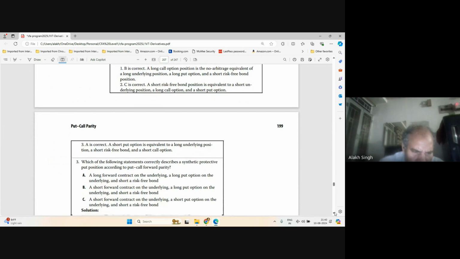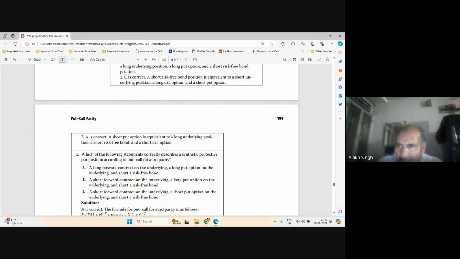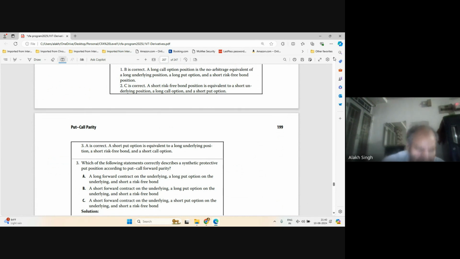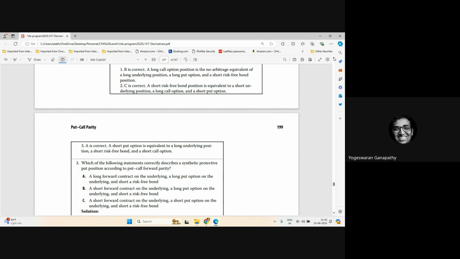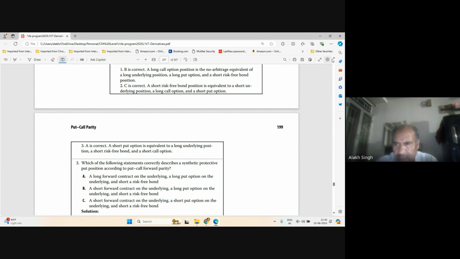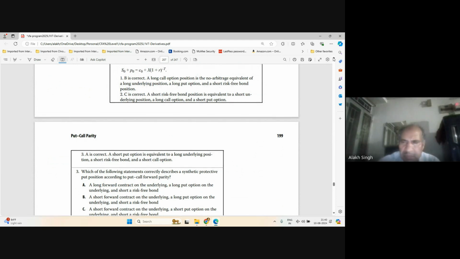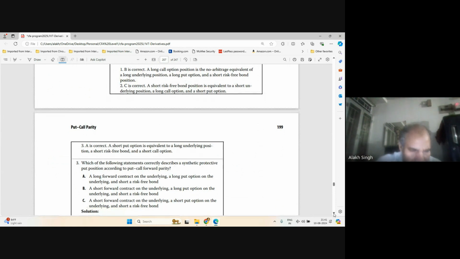Now question number 3. Which of the following correctly describes synthetic protective put according to put-call-forward parity? Long forward on the underlying, long put on the underlying, and long risk-free bond. That is the only correct answer. A is the correct answer. Very simple. Otherwise I would bring that equation and substitute S with F0T.